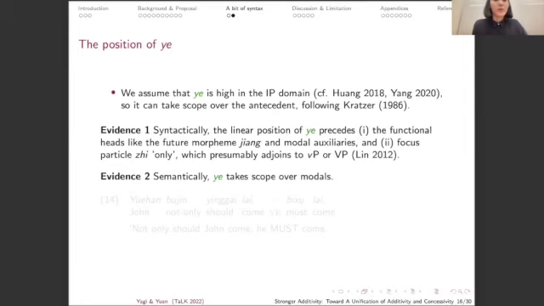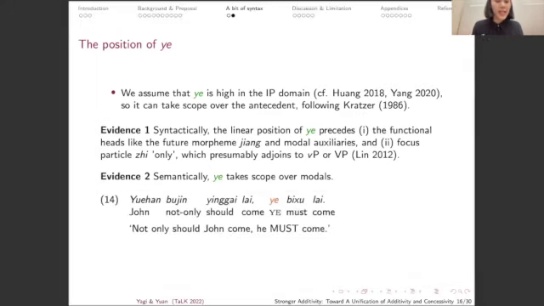So the second piece of evidence comes from the scope between Ye and modals. If it is the case that Ye is really high in the IP domain, then we should be able to see that, for example, in 14, not only should John come, he must come. We should be able to see that the modal can receive the focus. Okay, and here is what is actually happening in Mandarin. 约翰不仅应该来，也必须来. This is fine. So here we give this evidence to show that actually Ye is high in the IP domain, so that it can take scope over the antecedent, following Krifka 1986.